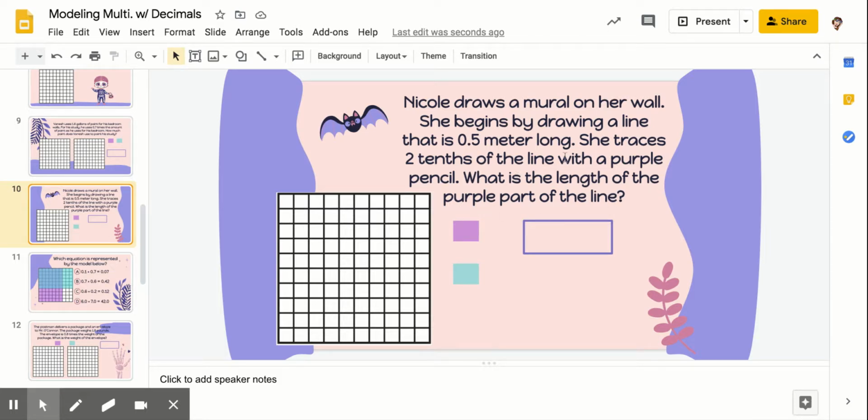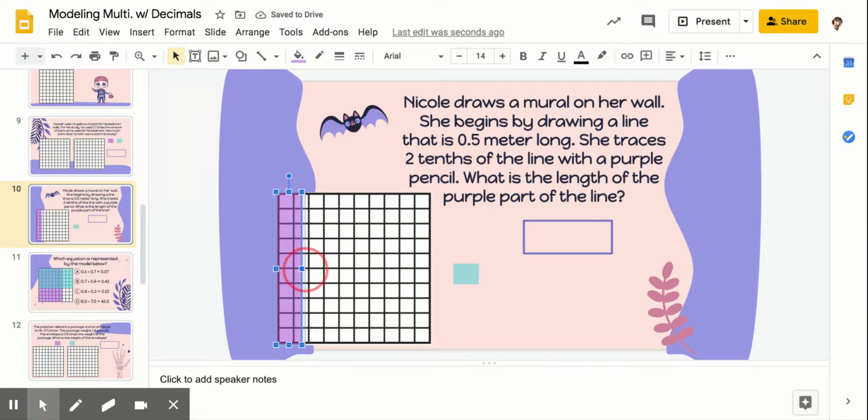So if you see, we're trying to find 2/10 of. Of is a key word meaning multiply, right? We're trying to find a piece of the original amount. So I'm going to multiply 5/10 times 2/10. So 5/10 would be 5 columns, right? So I'm going to take my purple, make it into a column up and down. So remember, 5/10 would be 5 of these. So I've got 1, 2, 3, 4, 5. So that is 5/10 or 50 hundredths.